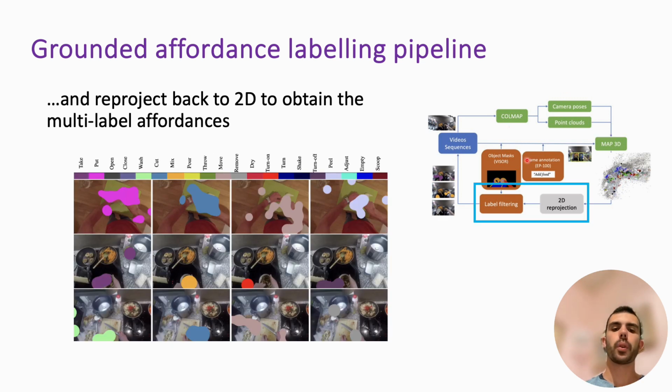Finally, when we reproject from the 3D to a single image all the past interactions, we filter according to the current object distribution in order to select which were the available affordances. At the end, we obtain this detailed multi-label affordances mask.